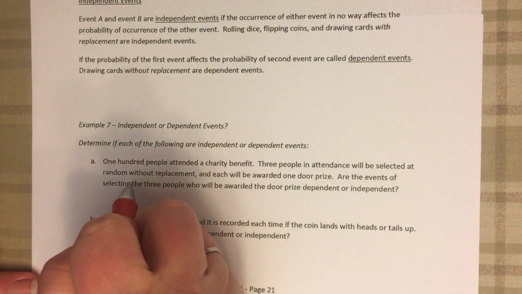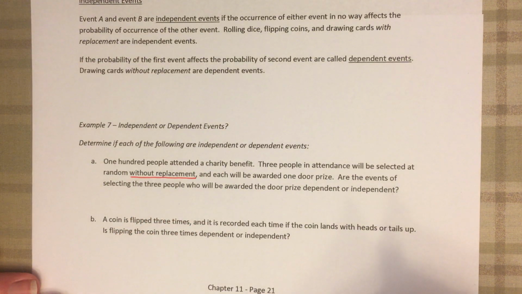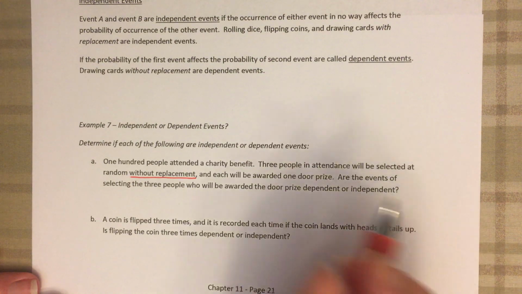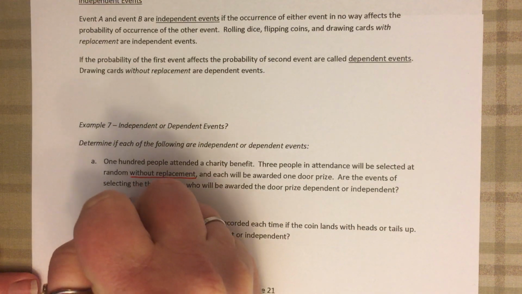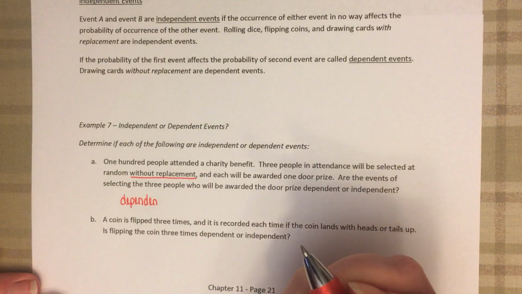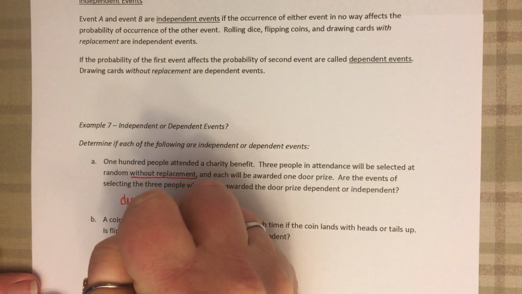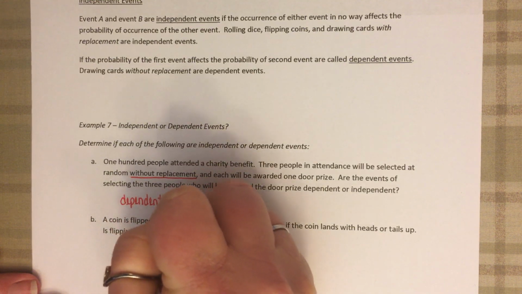So what we want to look at here is the phrase without replacement. Without replacement, just like it did in example 6, is going to change our denominators for our probabilities. Anytime we're dealing with something where our probabilities change depending on the event that happened before it, we call those dependent events.